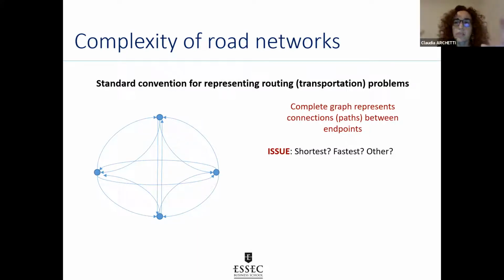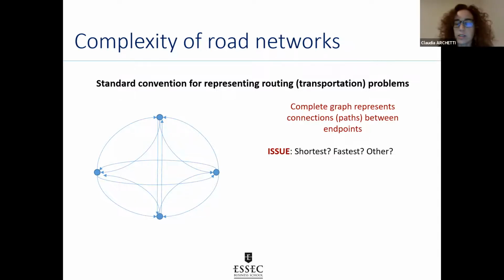Okay, this has been the standard convention, and it is still used as a convention for representing routing and transportation problems. But then one first issue arises: when you say that the arc represents the best path that joins the 2 points, what is the best path? Is it the shortest? Is it the fastest? You might be interested in having both shortest and fastest. So in this case, if they are not the same, and typically in practice they are not the same, the shortest is not the fastest, which one do you choose?